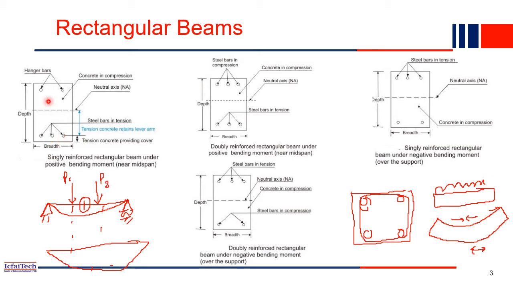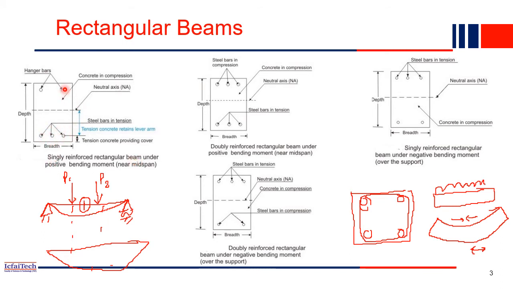Okay, but we have to provide the stirrups also, right? This type of stirrups we also provide in a beam. If you want to provide these stirrups, then some bar should be placed to hang them, because you have to tie it. So that's why two hanger bars are provided. This is only to take care of the stirrups. Otherwise the main reinforcement is provided at the bottom. That's why it is called a singly reinforced rectangular beam, because the reinforcement is at the bottom only, on a single side.